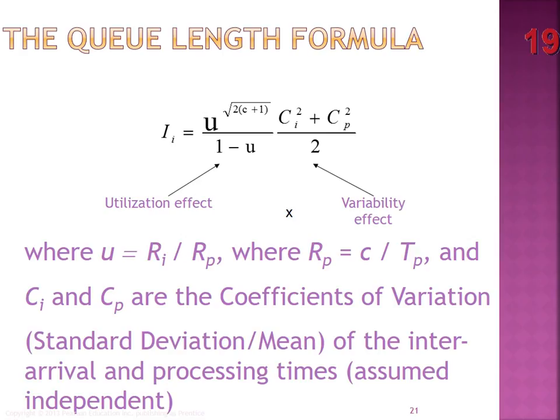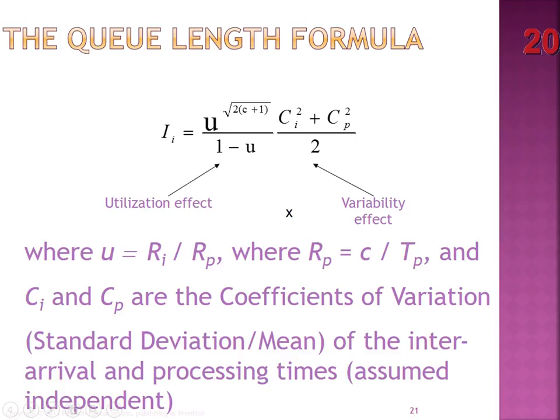So to break it down, utilization is equal to the inflow rate divided by the processing rate, where the processing rate is equal to c, the number of servers, divided by the average processing time. This is a new variable for you. Basically what you're saying is that if I have one server and it takes me 10 minutes, that's my processing rate. But if I have 2 servers and it takes me 10 minutes, I need to adjust my processing rate because I can handle 2 customers at a time.